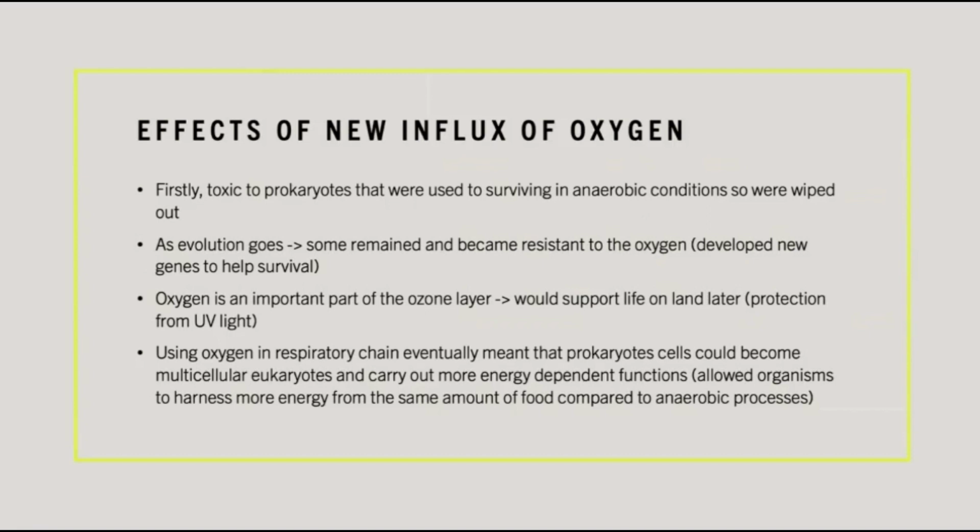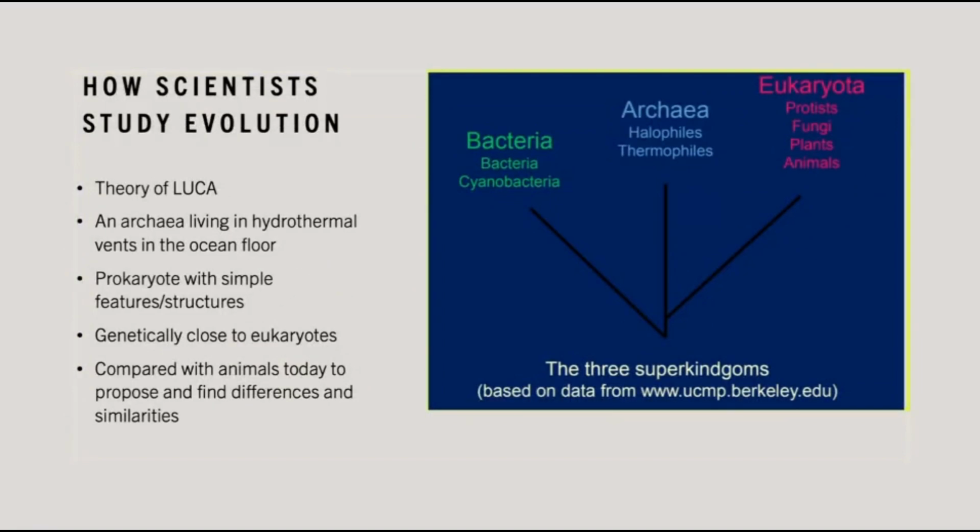So they were basically able to go from, as we said, unicellular prokaryotes to multicellular prokaryotes, and then eventually multicellular eukaryotes, which is our goal. Okay, our goal is to make complex animals here. So how do scientists study evolution? Now, this is also important for you guys to know. You should know what LUCA is. LUCA is the last universal common ancestor, okay?